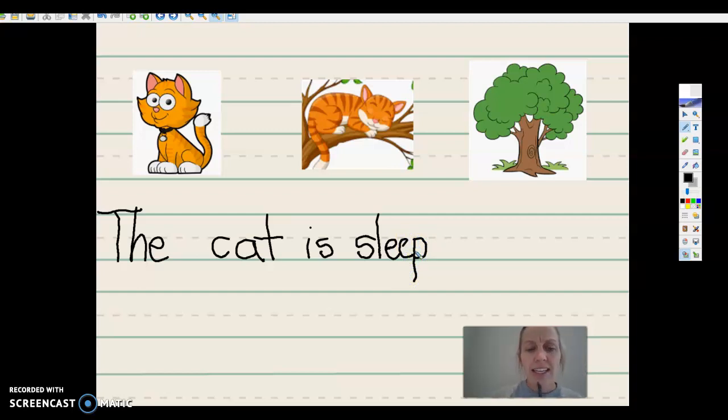Now I have the cat is sleep. We can't say the cat is sleep. We have to say the cat is sleeping. So if I want ing, I need to add I-N-G. So pause for a moment, check my sentence with yours to make sure you have the cat is sleeping. Now finger space between your words. If I'm going too fast, you can always pause the video to catch up.